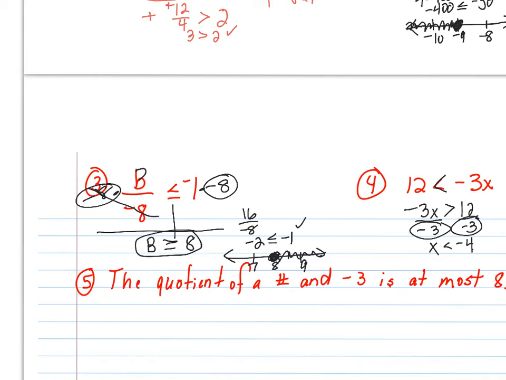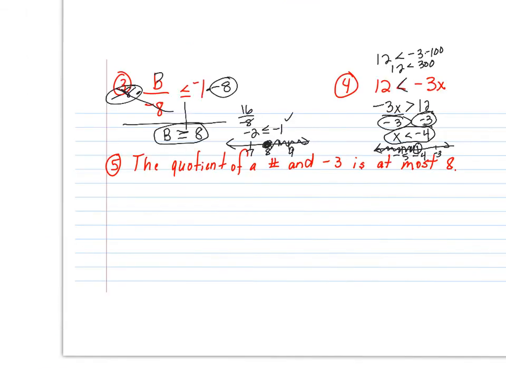Check it. Let's choose a number less than -4. How about -100? Is 12 less than -3 times -100? 12 is definitely less than 300, so we know we have the right answer. Remember, there are an infinite number of solutions here. You don't have to check them all or you guys will be here forever. -4 here, -5 there, -3 there. Open circle. We're shading everything less.